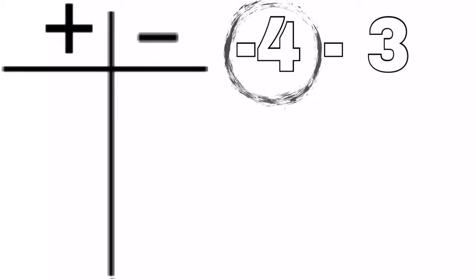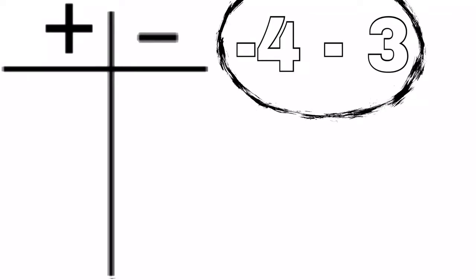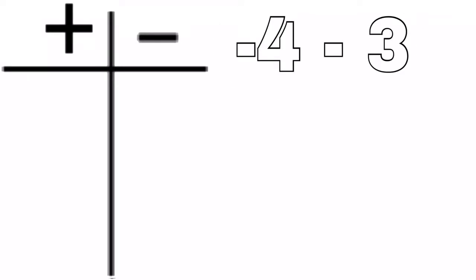So first I'm going to draw a plus and a minus T-chart. Everything that's positive will go on the left, and everything that's negative will go on the right. So let's start with an example. How about if you are asked to take -4 and subtract away 3 more? So the problem would say -4 take away 3. Well, let's go to our T-chart.